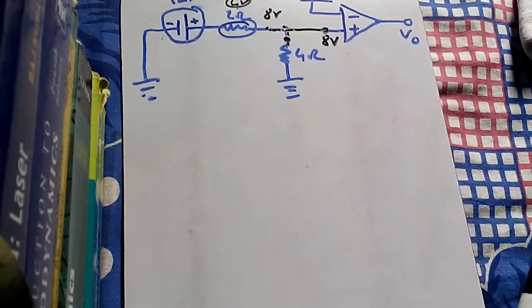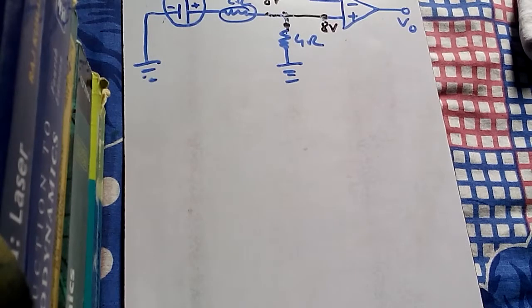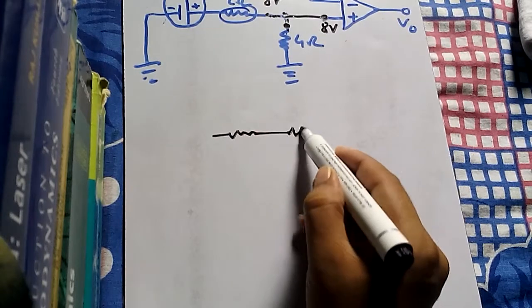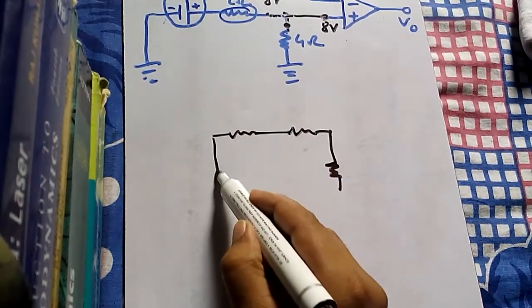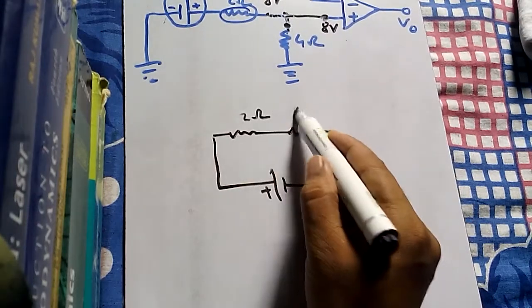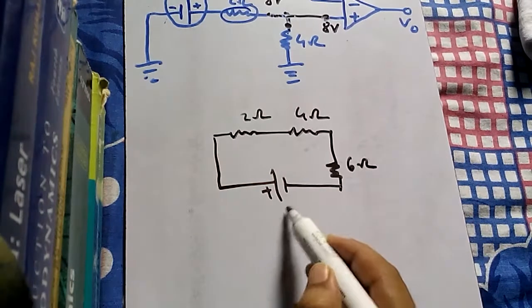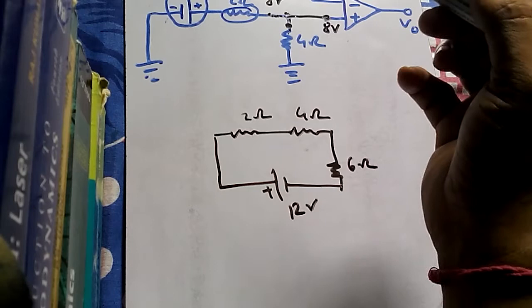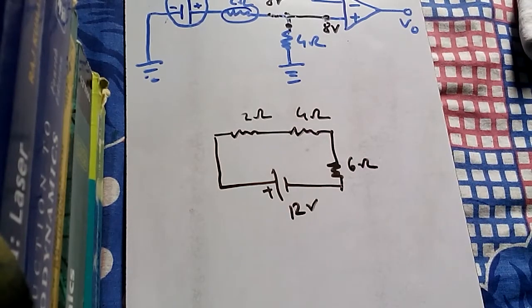Okay, now one more thing: we will use three resistors now. 2 ohm, 4 ohm and 6 ohm. We again use 12 volt. Actually we are checking that for the circuit having two resistances, the 12 volt completely dropped. If we take three resistances, will the 12 volt completely drop itself? This is what we want to check.